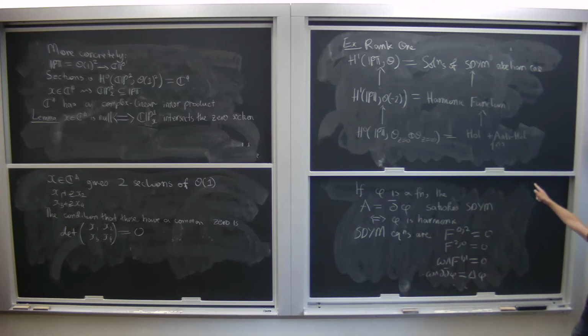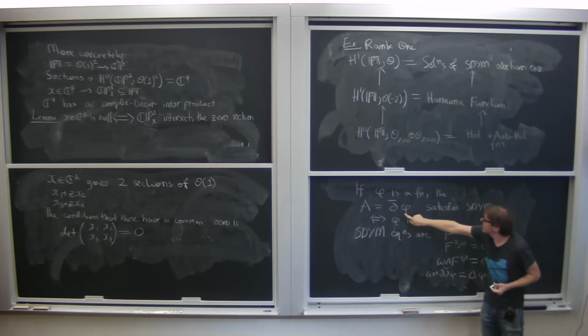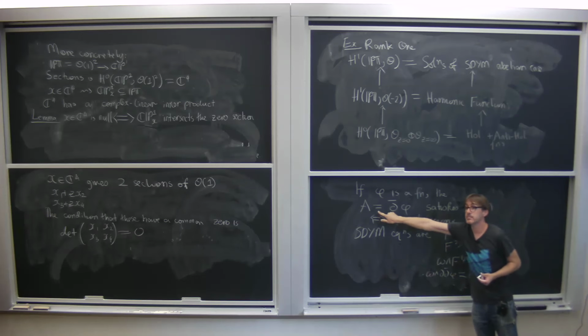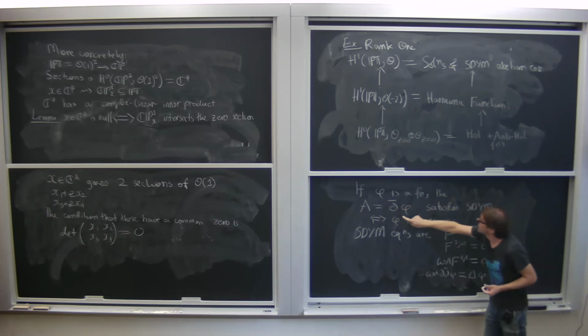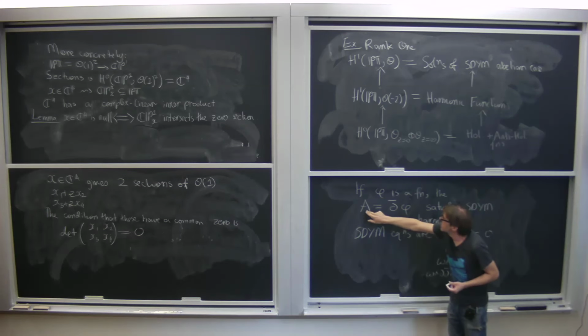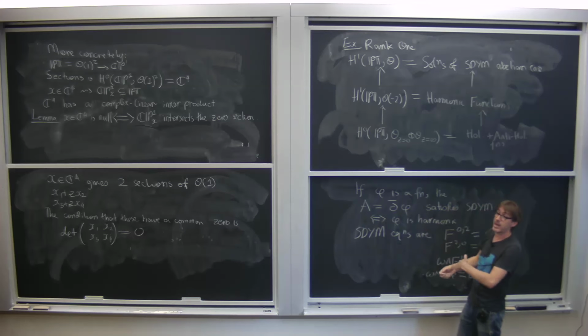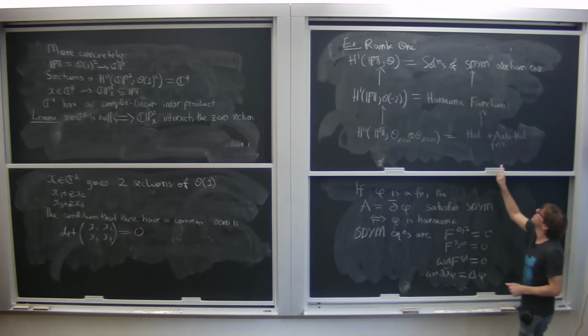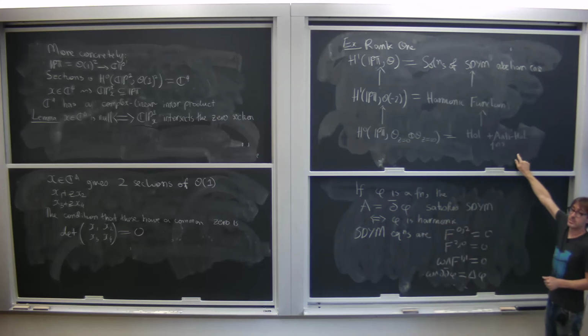And we can also see, well, if I add an anti-holomorphic function to phi, this doesn't change. But of course, my connection is only defined up to gauge transformations. So if I add a holomorphic function to phi, that will change it by a gauge transformation. So that's why this sequence is exact.